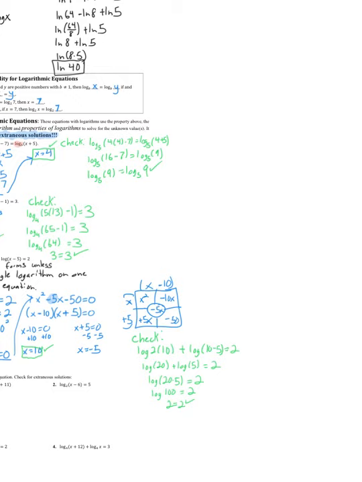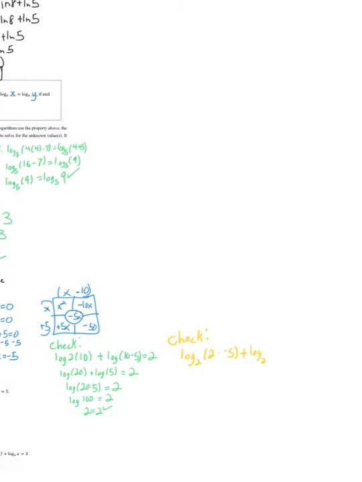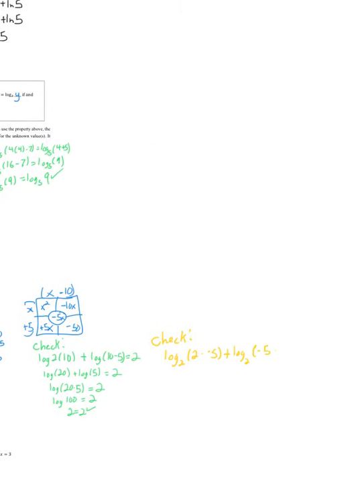I'll do this one in yellow. Log base 2 of 2 times -5 plus log base 2 of -5 minus 5 more equals 2. And I end up getting log base 2 of -10 plus log base 2 of -10.